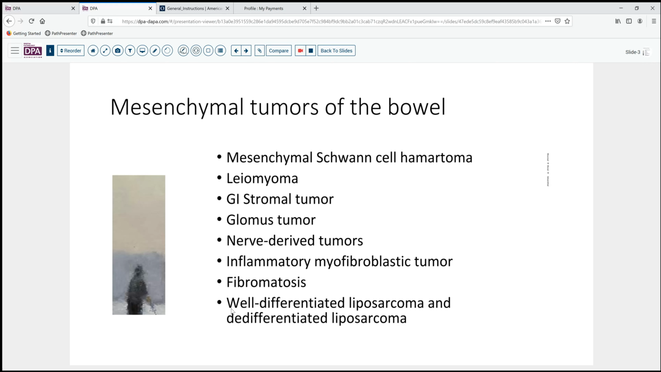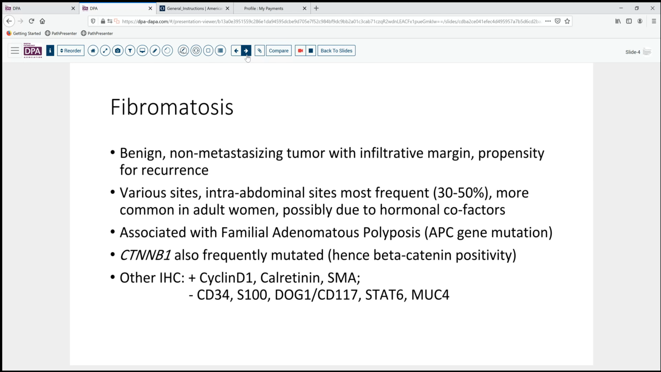Finally, it's always good to remember that well-differentiated liposarcoma and dedifferentiated liposarcoma are very common within the abdomen and may occur within the mesentery as well as elsewhere. So, of note, the level of involvement is very helpful in that differential.